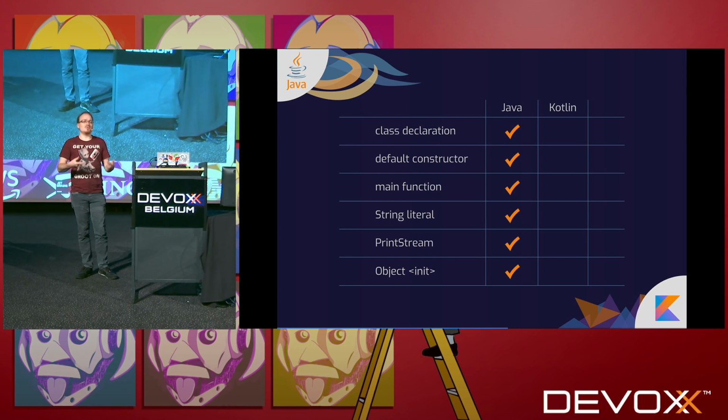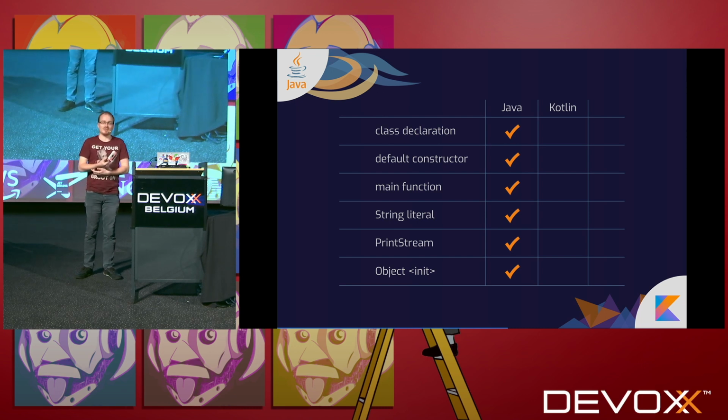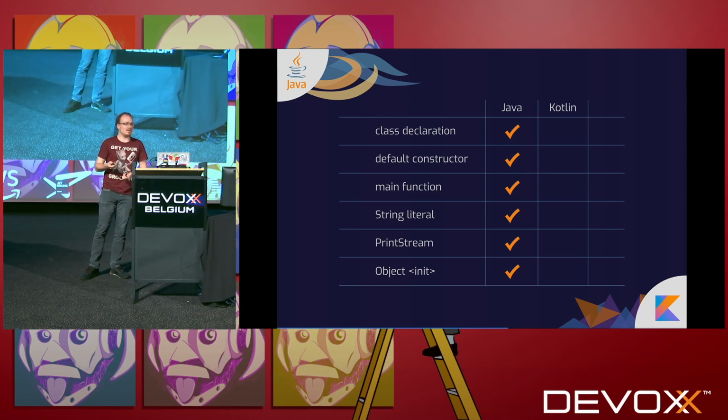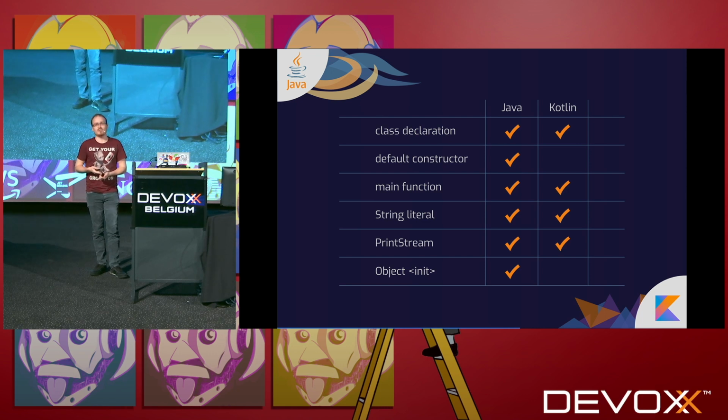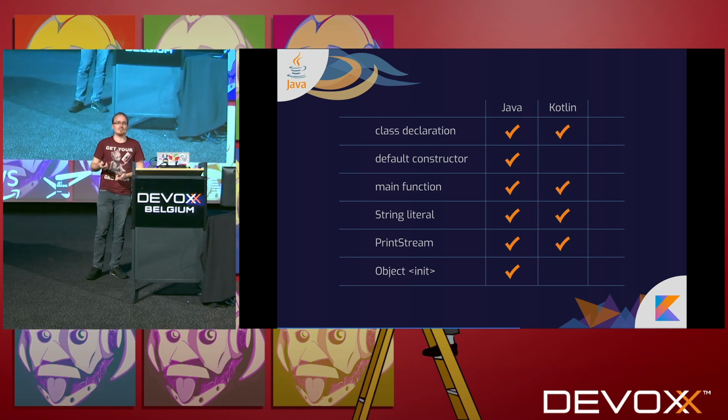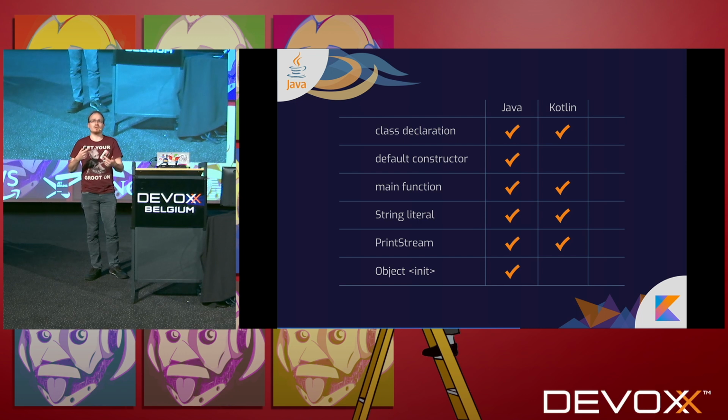For those of you who might have gotten excited that we won't find a class declaration, I got bad news. Kotlin will generate one for us. But this generated class does have some interesting features, because it leaves away both the default constructor and the object init, and is therefore not initializable.